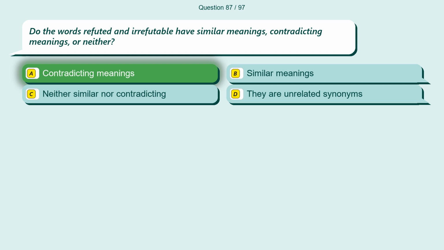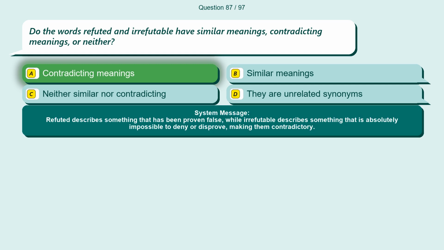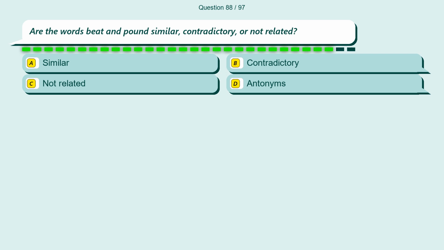The correct answer is option A, contradicting meanings. Refuted describes something that has been proven false, while irrefutable describes something that is absolutely impossible to deny or disprove, making them contradictory. Question 88. Are the words beat and pound similar, contradictory, or not related? Option A, similar. Option B, contradictory. Option C, not related. Option D, antonyms.